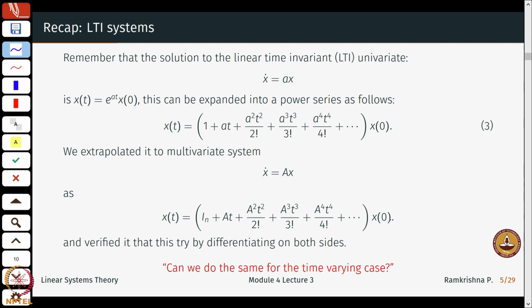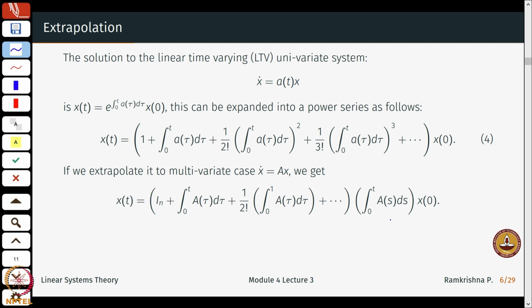Okay. And now, can I just do the same for the time-varying case? Let us start again with this. x dot is a(t) x, where x was of this form. Now, I can look at this exponential here, with another exponential with an integral sign, e to the integral of a(tau) d tau. Now, I can always expand this with the formula of the exponential, and I get something like this.